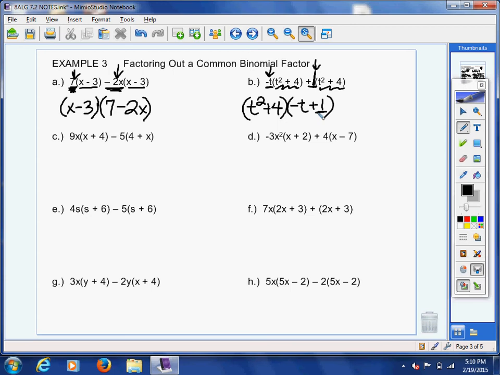So let's look at C. Here I've got x plus 4, and here I've got 4 plus x. And let's do kind of a mini lesson here. Let me, off to the side, do you remember the commutative property for addition?